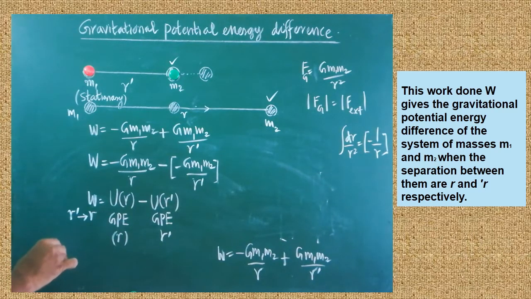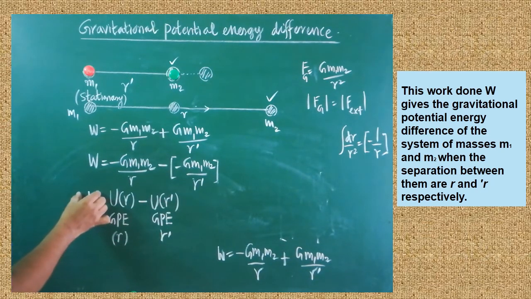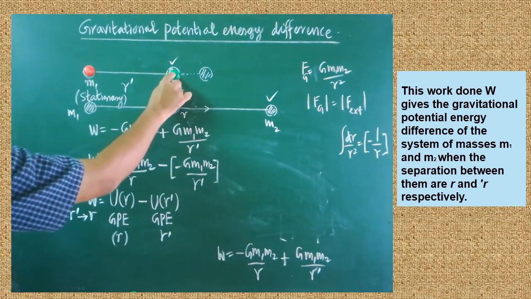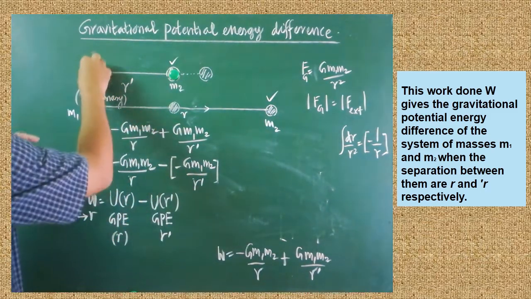Very important and very complicated also. Try to understand this. Are you clear? Here the work done is related to the gravitational potential energy difference. What is the name of the work done? What kind of work is done here? This is the work done which is required to move the mass m2 from r dash distance to r distance, that is equal to gravitational potential energy.